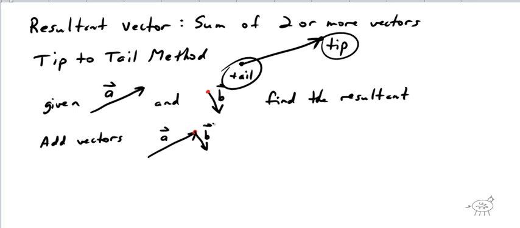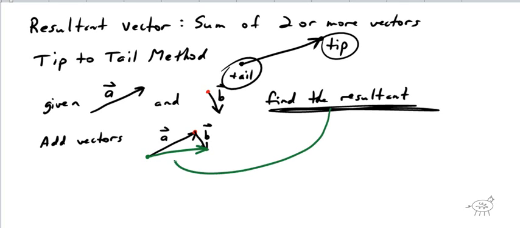Now here's the deal. This is so important. I'm asking you to find the resultant. Okay, so in order to find the resultant, this is your original starting point right here, at the tail of A, and I wind up at this point right here, by B, at the tip of B. So my resultant is this vector right here. Okay, that is the resultant.